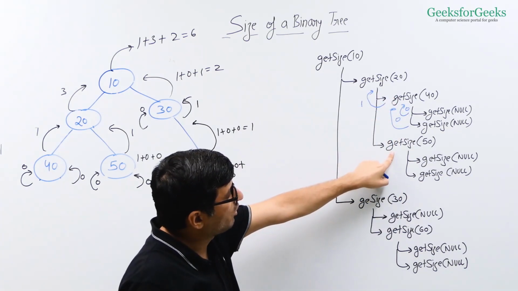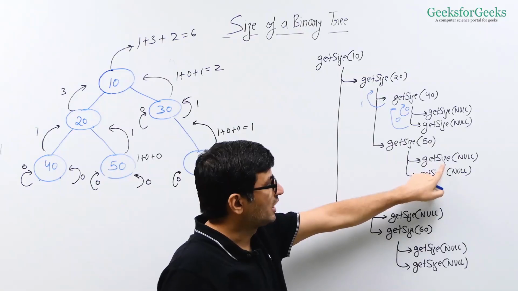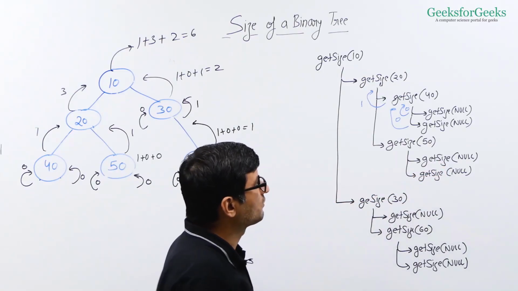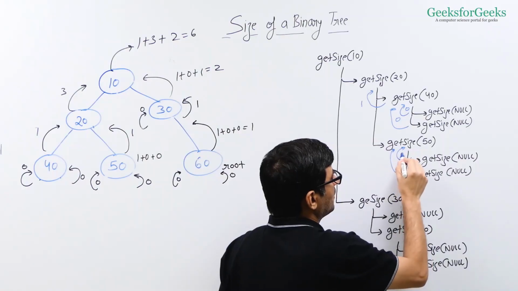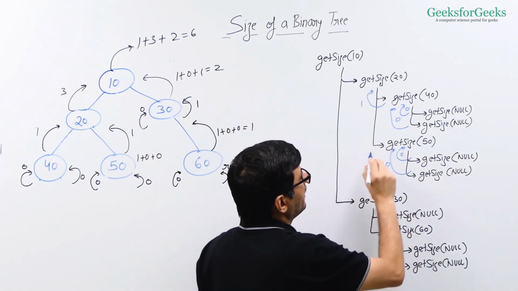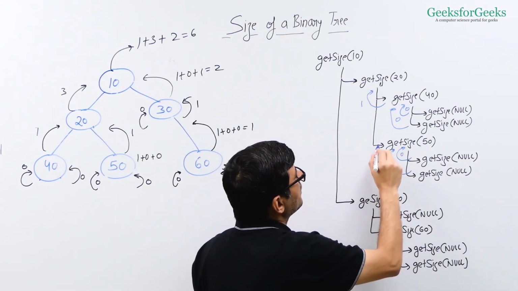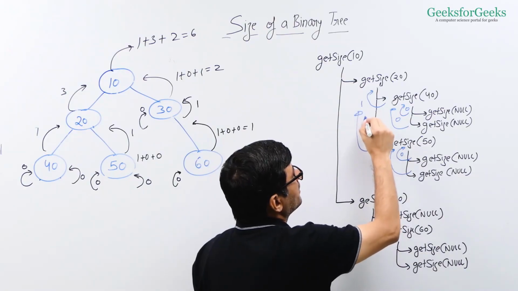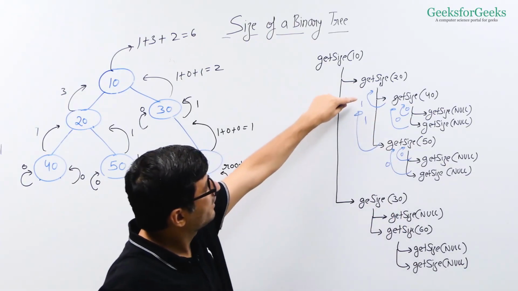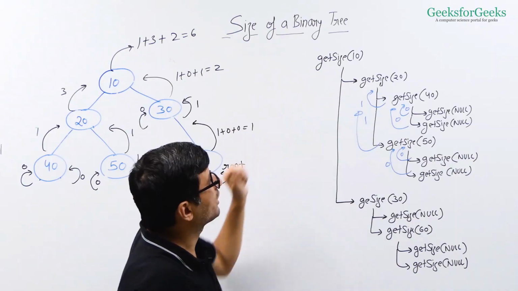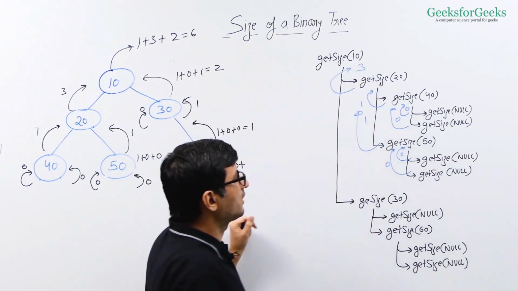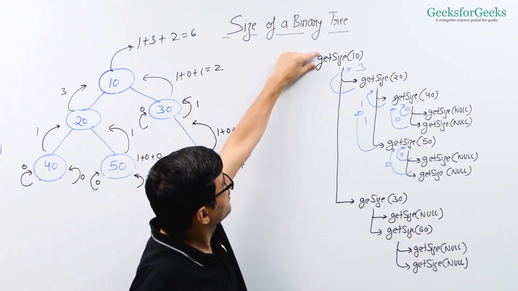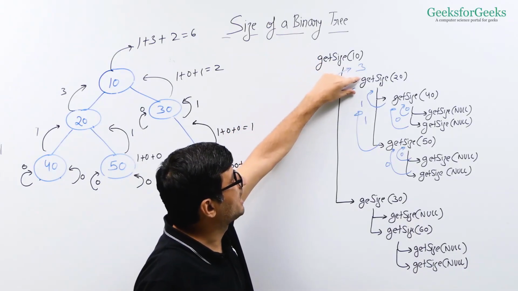And now this was called, and this called for left subtree and right subtree. Both of these returned 0. This also returned 0 and this also returned 0. So what this call did, it added 1 to the 0, 0 and returned to its parent. So what parent did, it added 1, 1 and added 1 and returned 3 to its parent, right?